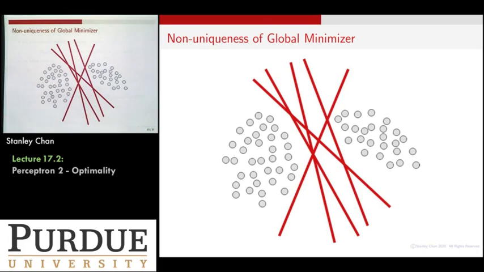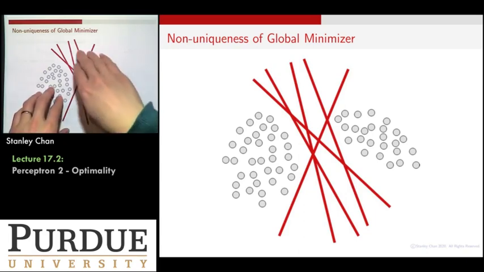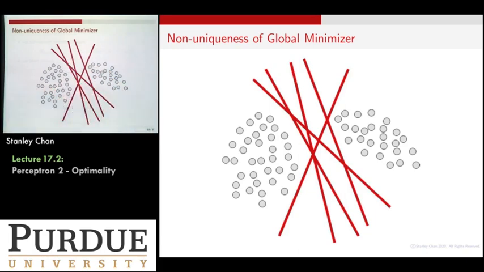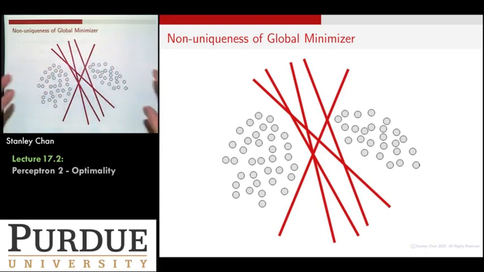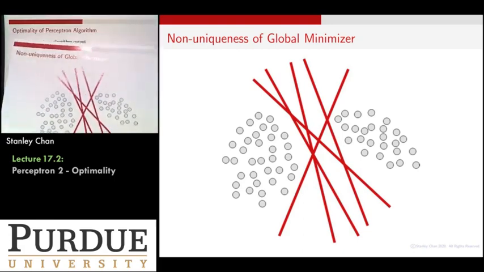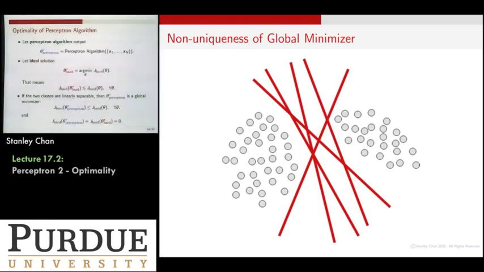Compared to logistic regression and linear regression, especially the linear regression case, you have a global minimizer, because your loss function is the 2-norm squared and you have a global minimum point. But for the perceptron algorithm, it's unclear, because you have all these possible lines that give you the same minimizer. So the first thing is that it is not unique.